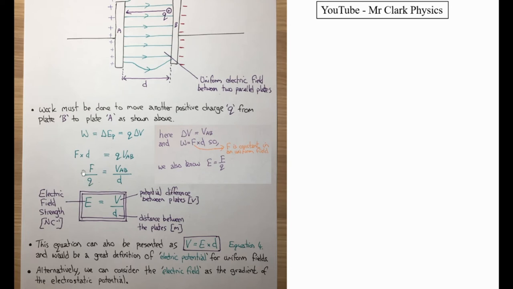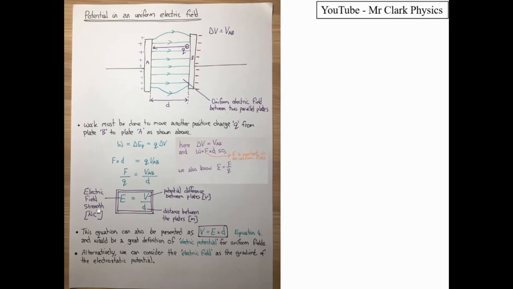Finally, I know what force over charge is. That's defined as being the electric field. That's what I mean by the word electric field. So electric field is force per charge, so I can swap that out here. And that gets us to our equation. The electric field is defined as volts per meter.